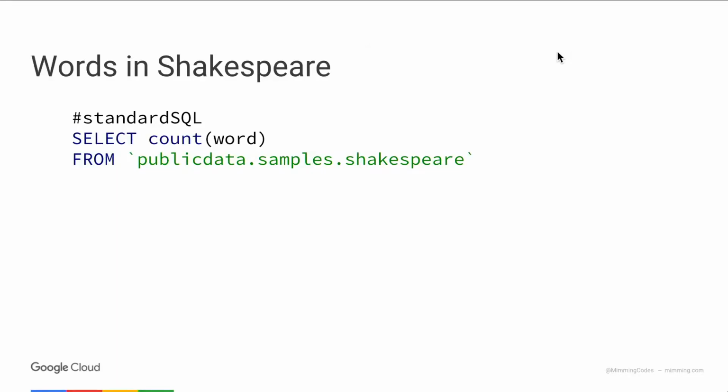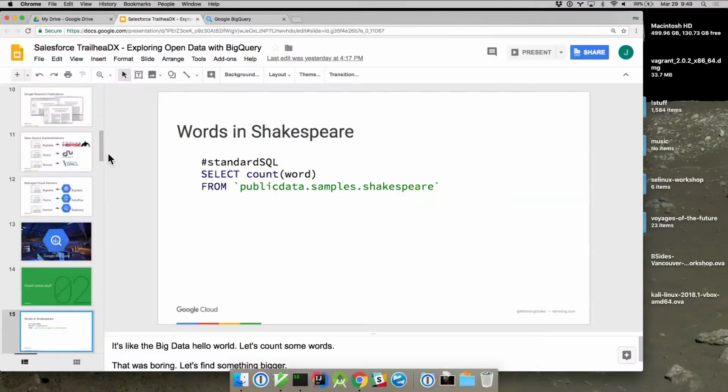BigQuery, you interact with it using SQL, because SQL is much more fun to work with than MapReduce. At least I think so. Although MapReduce is pretty cool, too. But it turns out not everyone at Google agreed. So we use SQL for a lot of stuff.